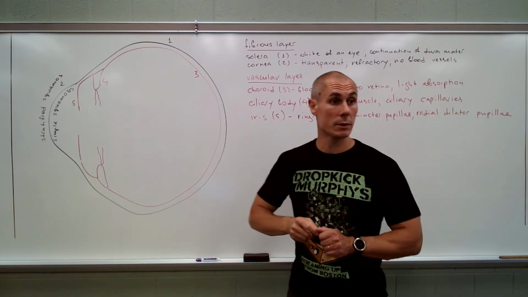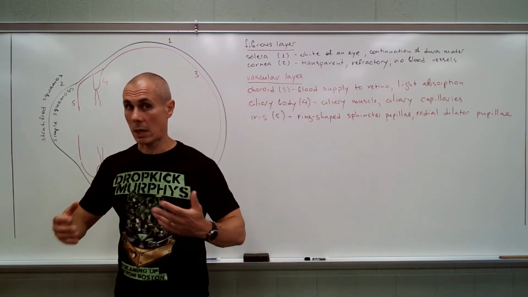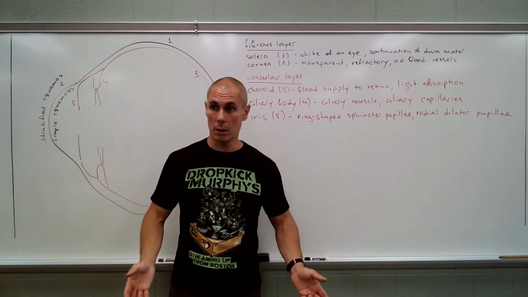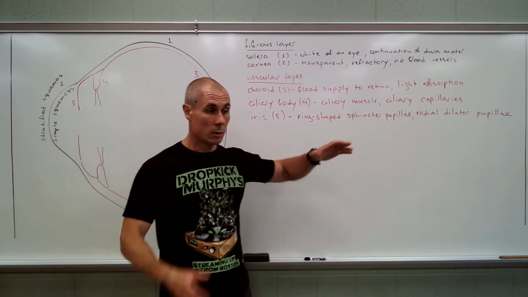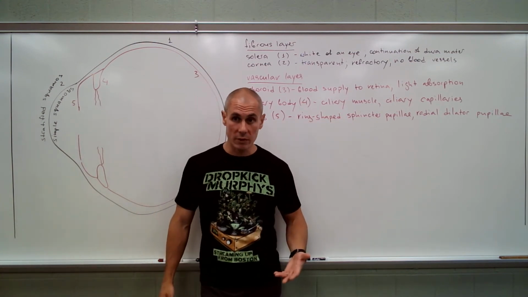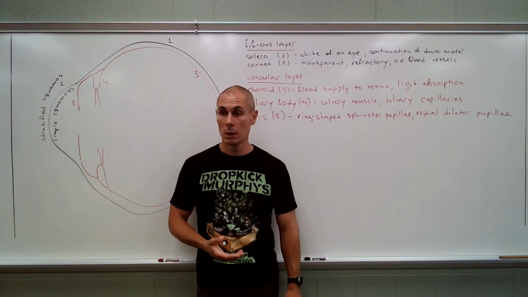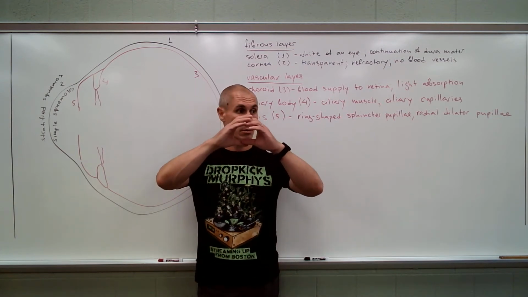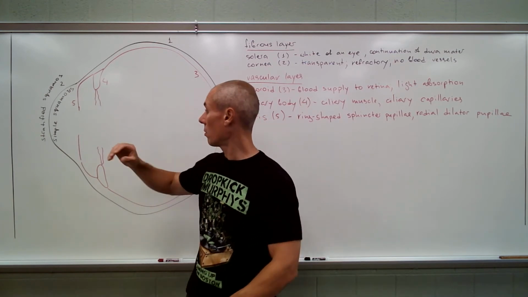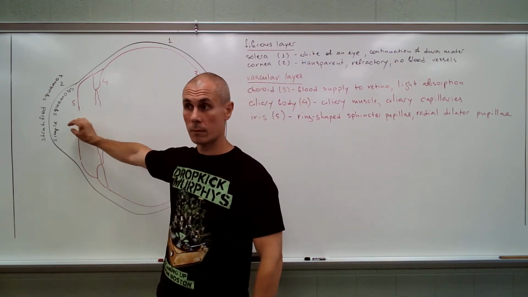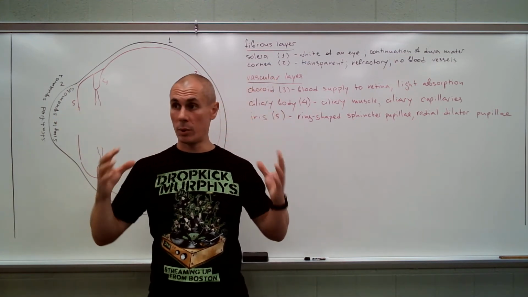Does that make sense? Now, I think you will understand the function of these muscles. Sphincter, as any circular sphincter, is basically a circular muscle. When it contracts, look, when it contracts, it narrows the pupil. Okay. When it relaxes, it opens up the pupil.